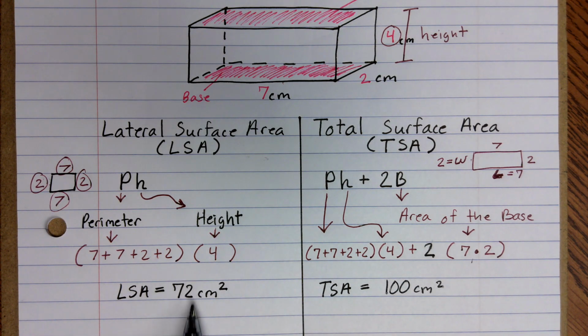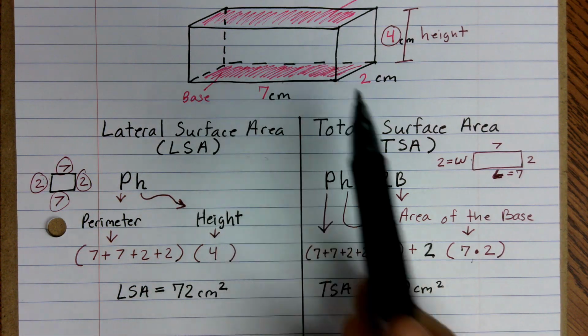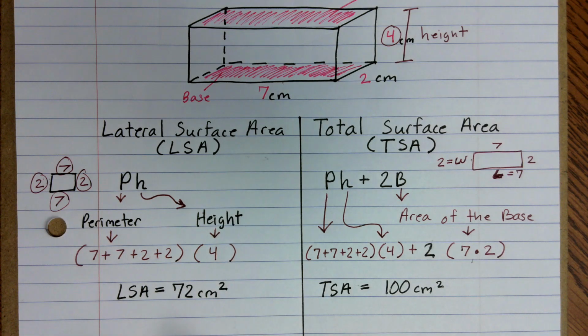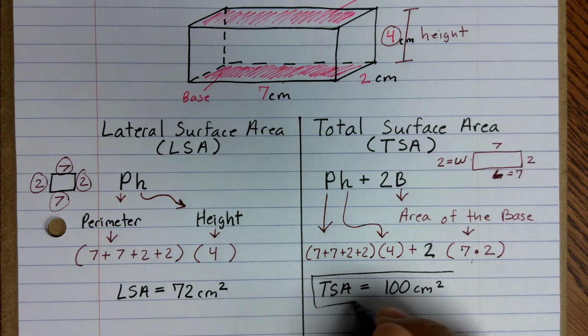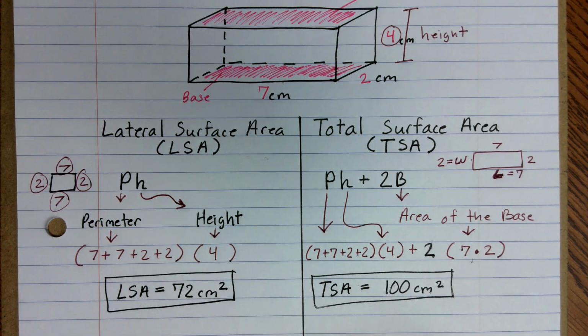So if we're just talking about the lateral surface area, the labeling area, I like to call it the labeling area because if you're at the grocery store, right, the area that usually has a label on it, it'd be 72 centimeters squared. But if we're also going to include the top and bottom base, our total surface area would be 100 centimeters squared. And just keep in mind that you're always dealing with units squared when you're talking about surface area.